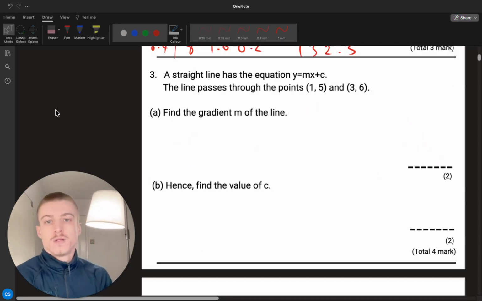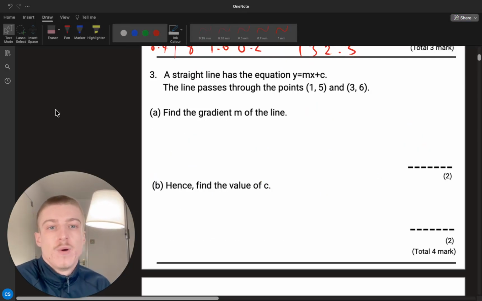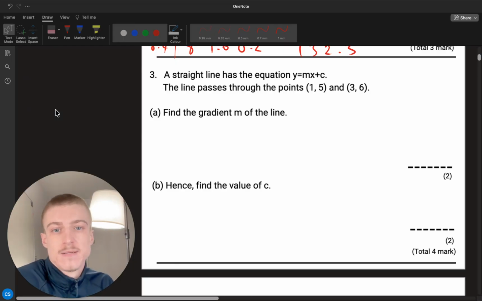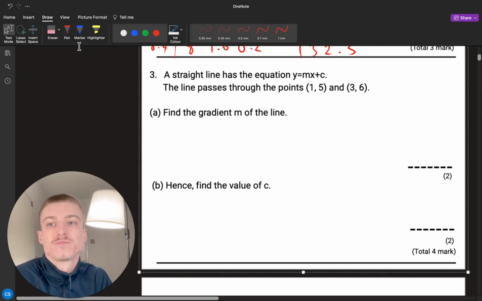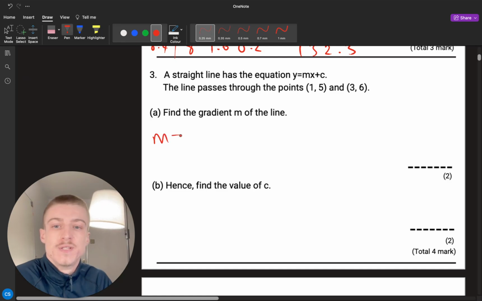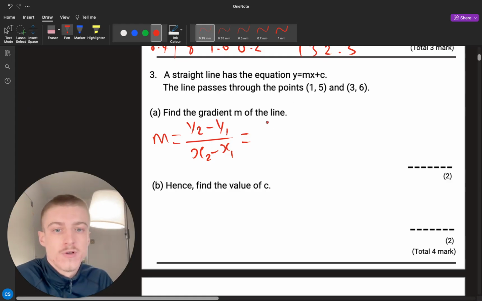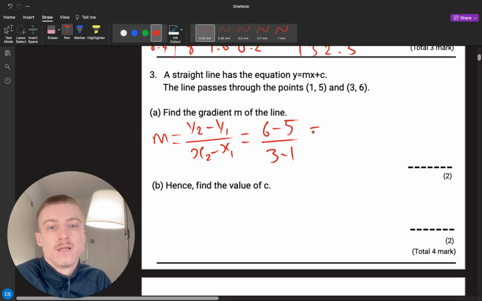Lovely. So question 3, a straight line has the equation y equals mx plus c, and the line passes through the points 1, 5 and 3, 6. Find the gradient m of the line. So we know that the gradient m is equal to the change in y over the change in x. So y2 minus y1 over x2 minus x1. Subbing in our values for our 2 points, we've got 6 minus 5 over 3 minus 1. That leaves us with 1 over 2, so we have a gradient of a half.